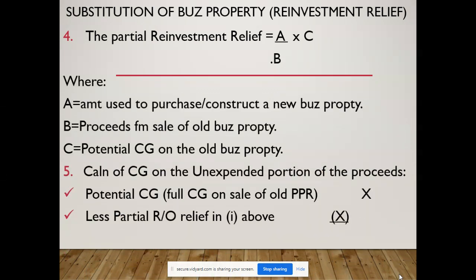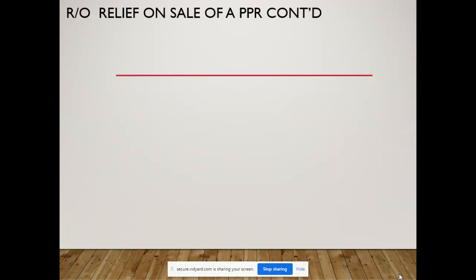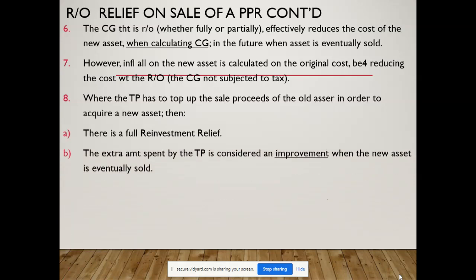So this is how we calculate the partial reinvestment relief. A over B times C, where A is the amount used to purchase or construct a new business property, B is proceeds from the sale of the old business property, and C is potential CGT on the old business property. So the calculations are just the same as what we do. I wanted to see if we have an example, but it's just the same.